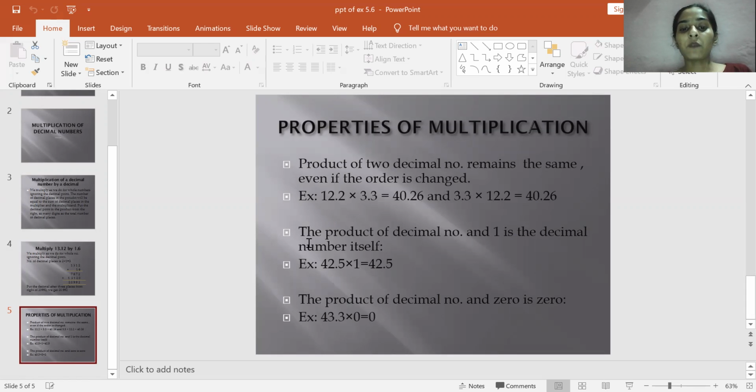Now the second property we have: the product of a decimal number and 1 is the decimal number itself. As you know, if we multiply 1 with any number, the result is the number itself. So now we are multiplying 1 by decimal numbers, and the product is also the decimal number itself. And last we have: the product of a decimal number and 0 is 0. As you can check, when we multiply 0 by any number, the result is also 0. I hope you all understand.